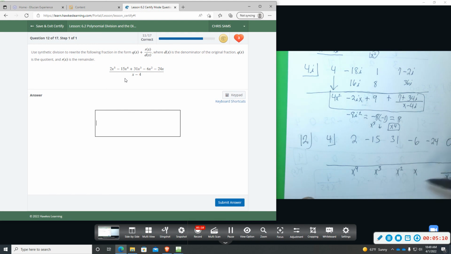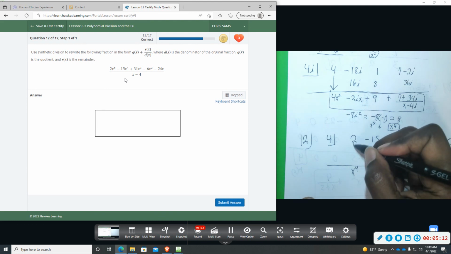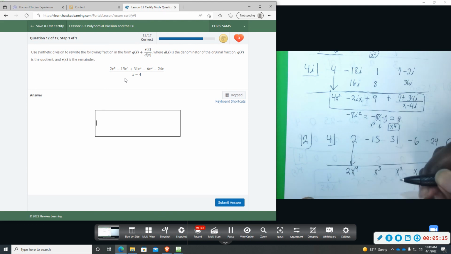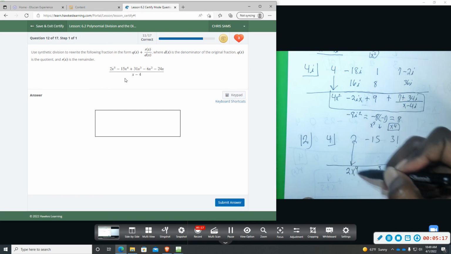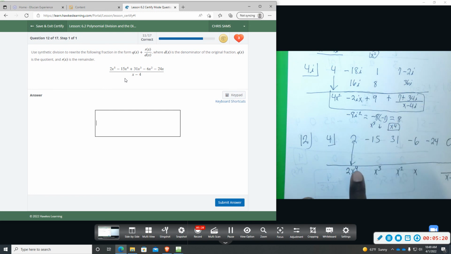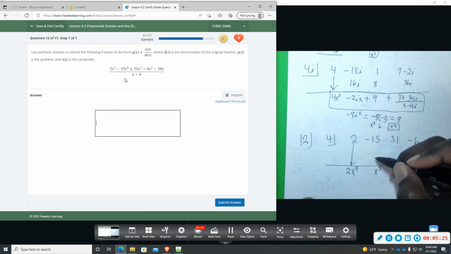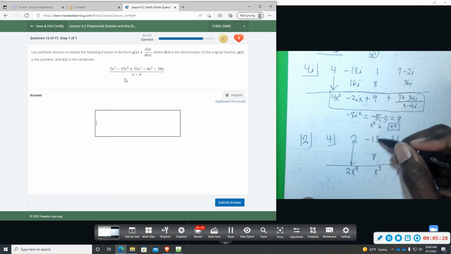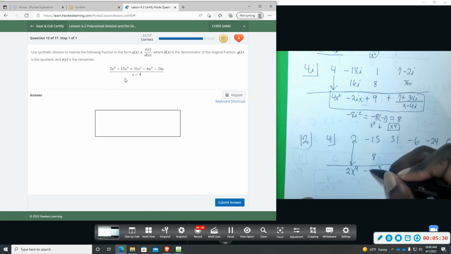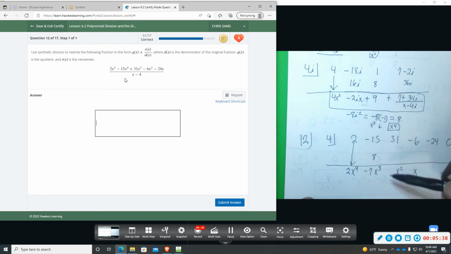And so all you need is your coefficients now. So you bring down the first term, so it's a 2. And then I guess that could be kind of confusing because you got to multiply the numbers, and those variables right there are kind of messing things up. 4 times 2 is 8. And then subtract, and you get a negative 7. And then 4 times negative 7. Yeah, this is kind of throwing me off. 4 times negative 7 is a negative 28. Subtract, and we get positive 3.